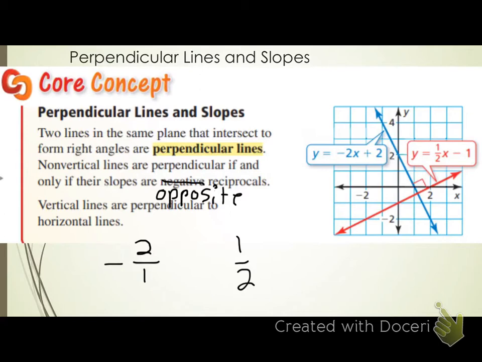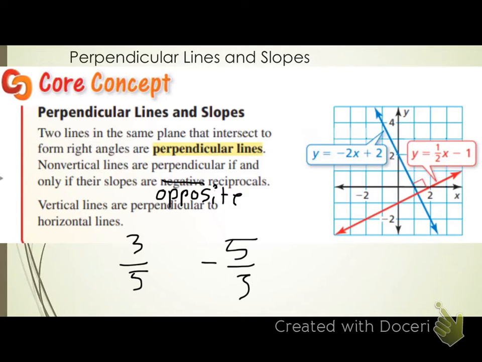Now, sometimes you might get a slope that's like 3 over 5. What would the reciprocal of 3 over 5 be? 5 over 3, and then the opposite would be negative 5 over 3. So if it's already a fraction, you just flip it. If it's a whole number, you put a 1 under it, flip it. Or if you start off as 1/2, you flip it, it becomes a whole number. So 4 would be negative 1/4. Yep. And 1/4 would become negative 4.